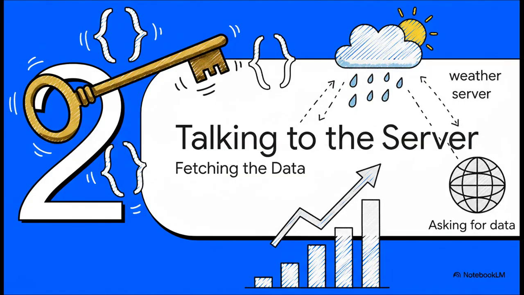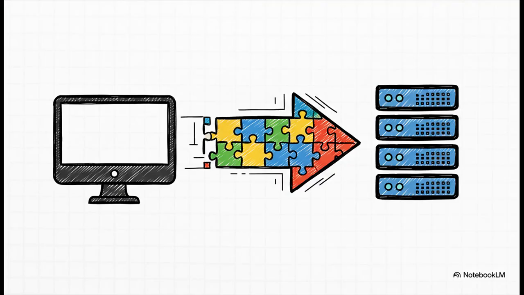All right, we've got our key. Python's got its new superpower. Now it's time for the main event. We are actually going to talk to the weather server and ask it for the data. This is where it all comes together. The way we talk to the server is by sending it what's called a request, and that request is really just a special web address, a URL that we've carefully put together. It tells the server exactly what we're looking for.